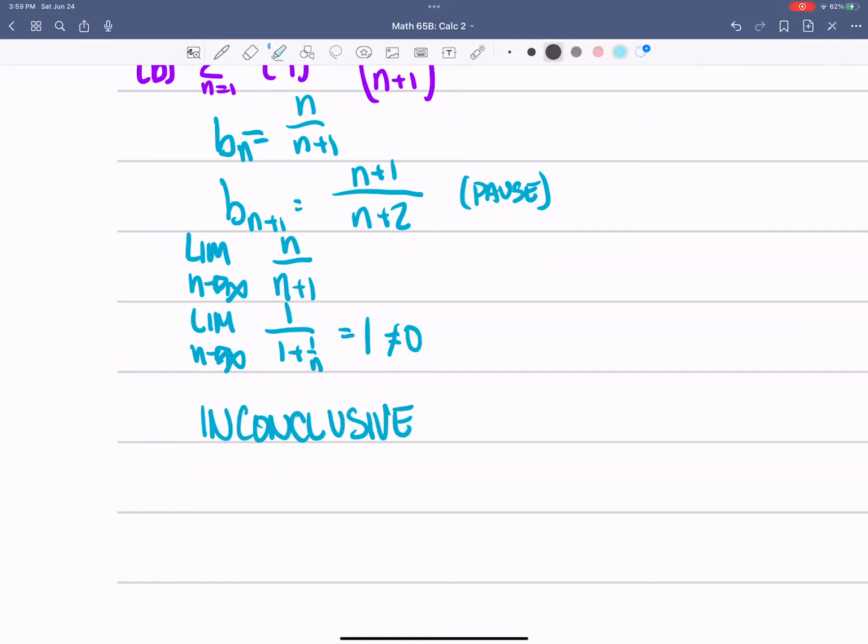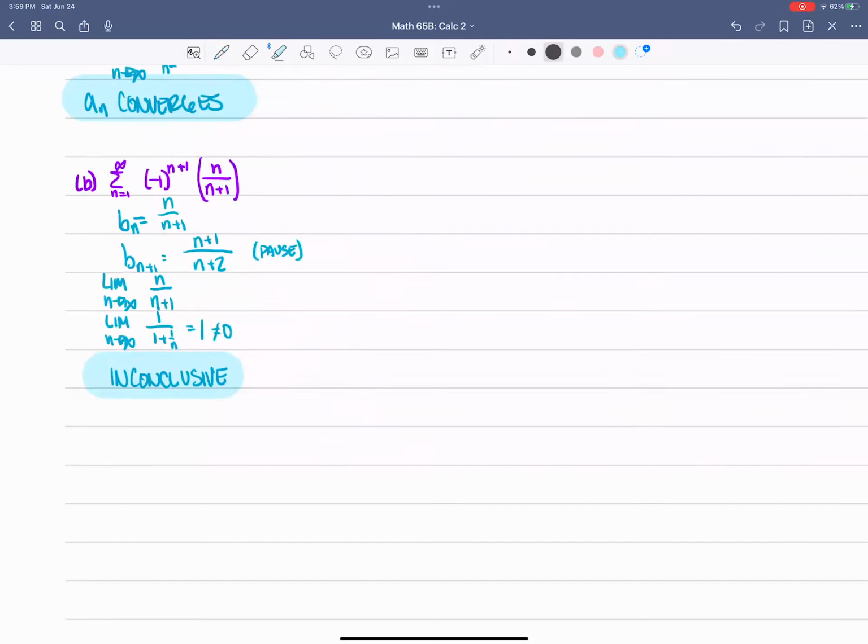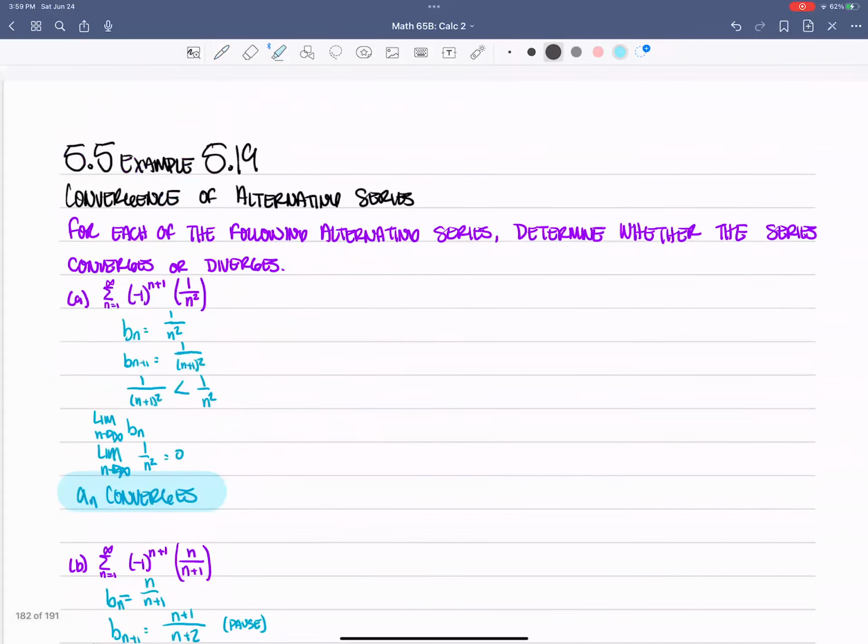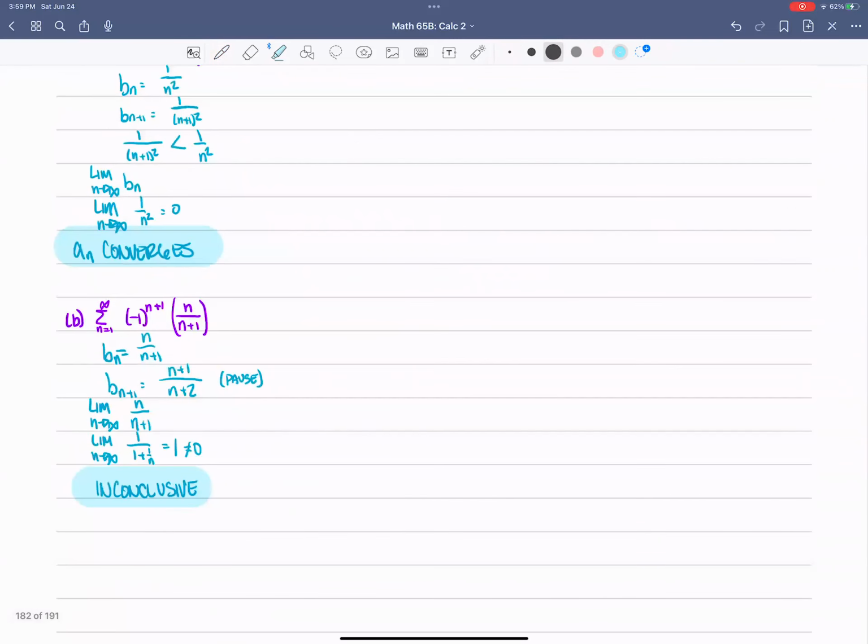And because it's inconclusive, we have to do further tests, but at this point, we don't have much other than that. And there we go.